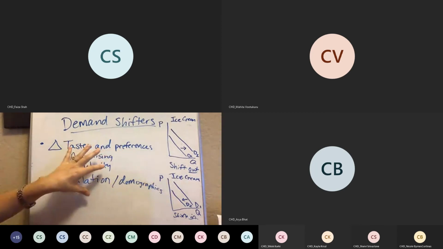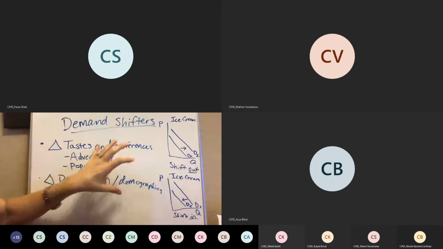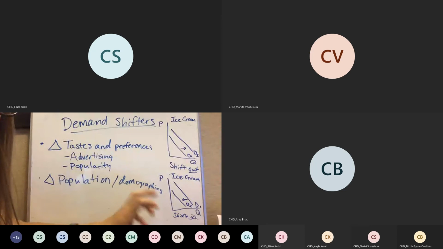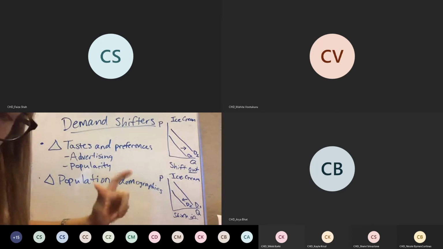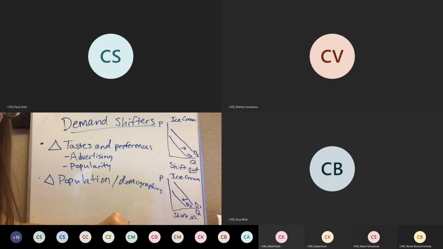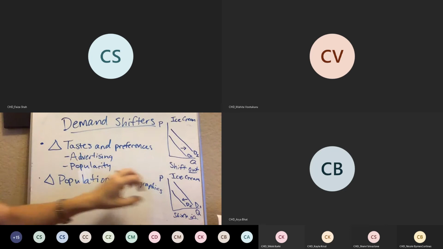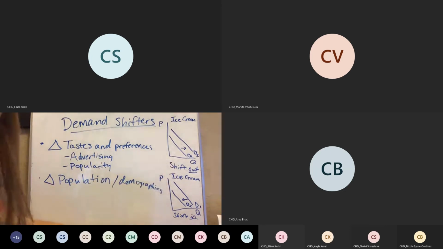But what we're doing now is saying these are things that change how much people want to buy the good that aren't a price change. And of course, they aren't a change in the good itself either. This is just changes in how people feel about buying that good, which changes how much they're going to buy even if the price were to stay the same.